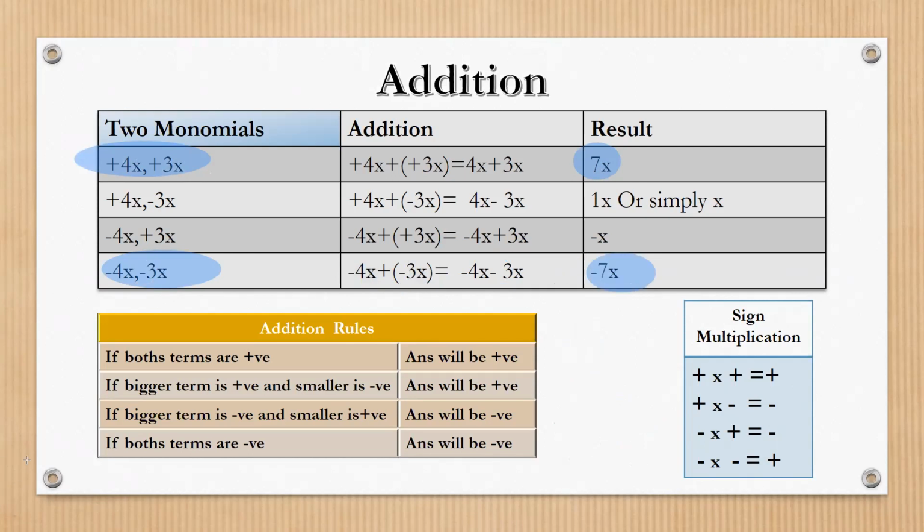Clear? Look at this addition rule. I just made this rule table for you, for your clarification. When both the terms are positive, the answer will be positive. When both the terms are negative, you get the answer negative.